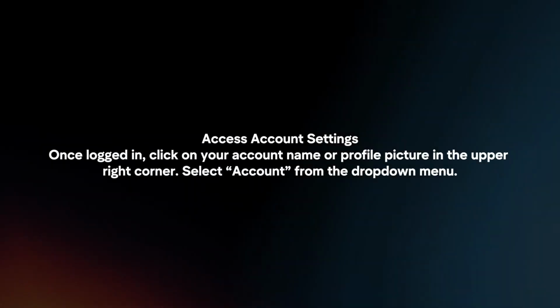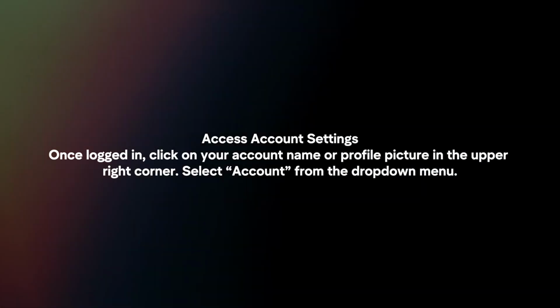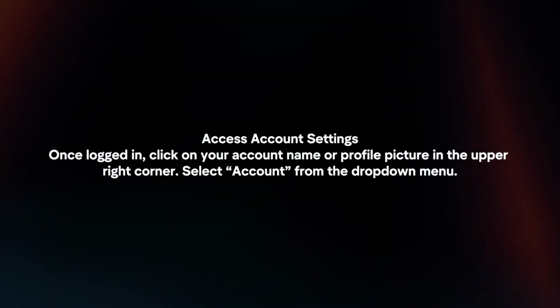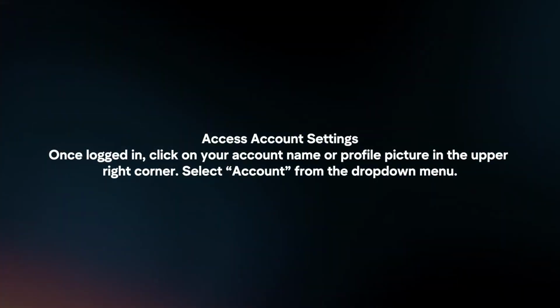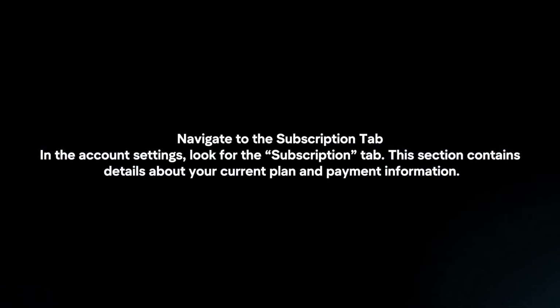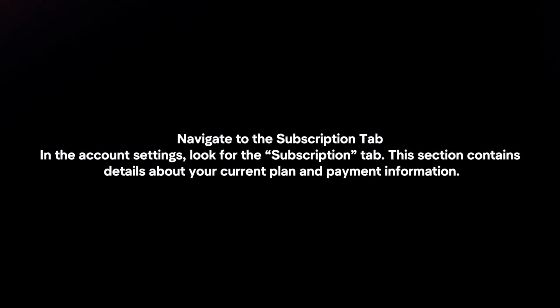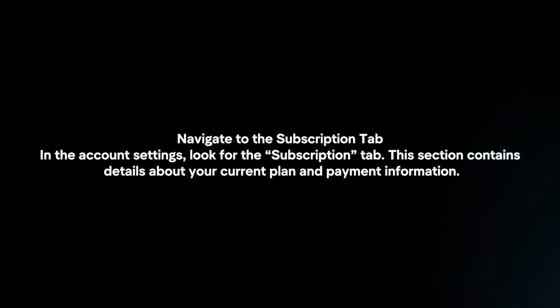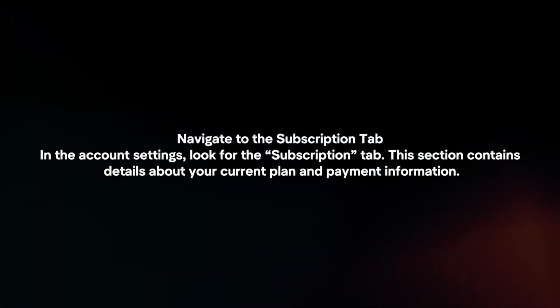Access account settings. Once logged in, click on your account name or profile picture in the upper right corner. Select account from the drop-down menu. Navigate to the subscription tab. In the account settings, look for the subscription tab. This section contains details about your current plan and payment information.